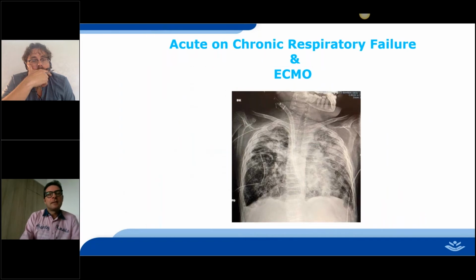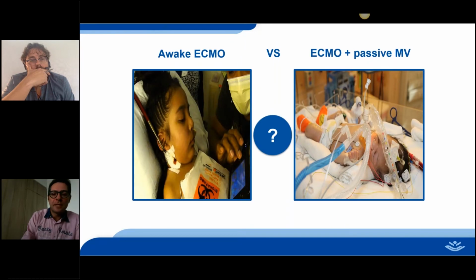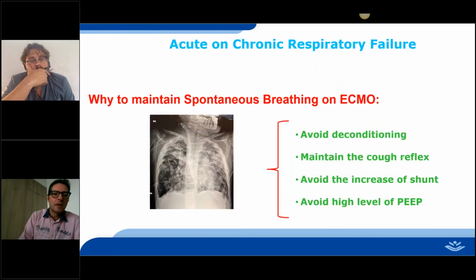Now, skipping instead to the problem of acute on chronic respiratory failure on ECMO, we can say here that the approach is completely different. Our goals are completely different, and our goals are these. Why maintain spontaneous breathing on ECMO in this patient? Because we want to avoid deconditioning, we want to maintain the patient coughing to avoid an increase of the amount of secretions, and this amount of secretions can be associated to VAP, can be associated to increase of shunt, and also because we don't use for a prolonged time the PEEP, the positive end expiratory pressure.